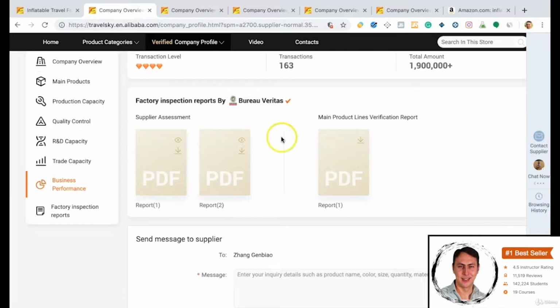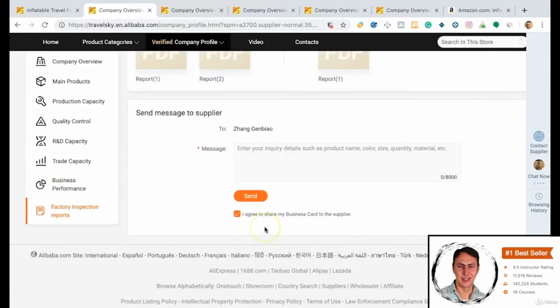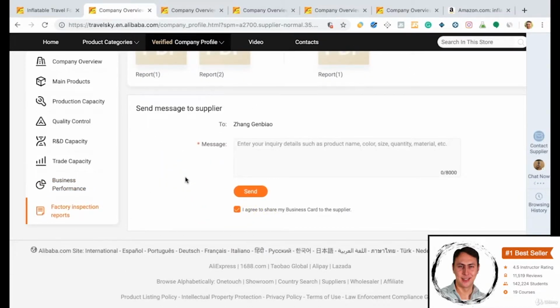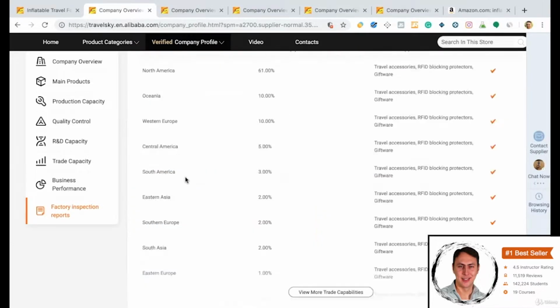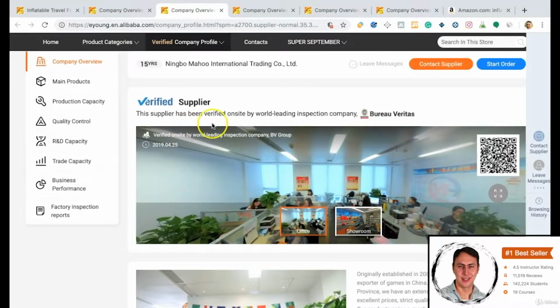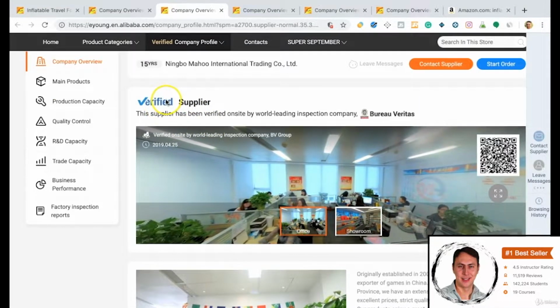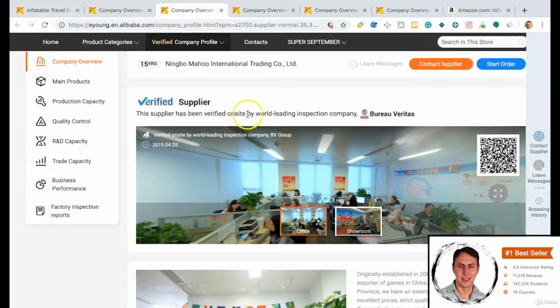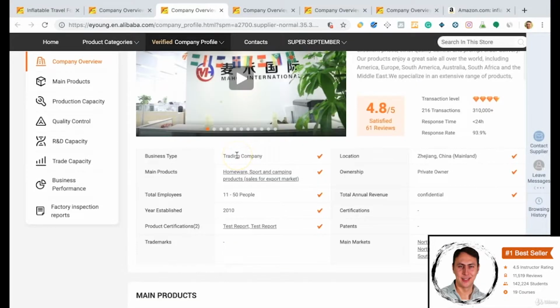When we have a look at another company, verified supplier has been written here too. By whom has this company been verified? You can see that Bureau Veritas has verified this company. We'll have a look at the same information in here too. It is written trading company for this one. We can understand that this company is not a manufacturer, but a company who supplies products from manufacturers and sells them.